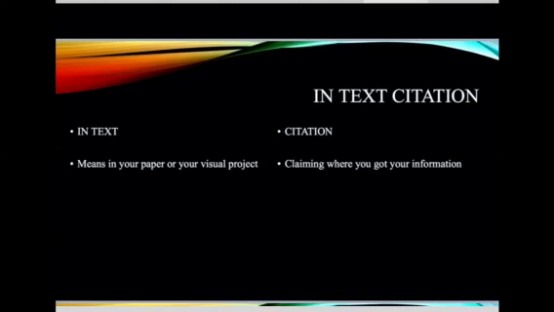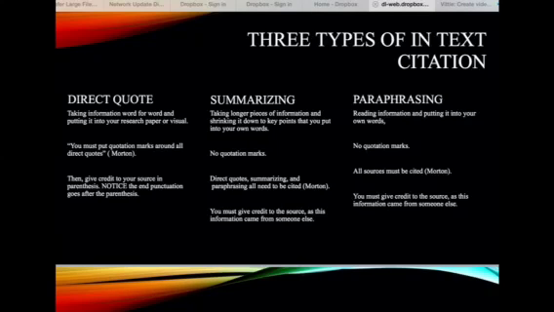In-text citation. What does that mean? In-text means that you will be putting this information in your paper or your visual project. Citation means that you are claiming where you got that information. There are 3 types of in-text citation.